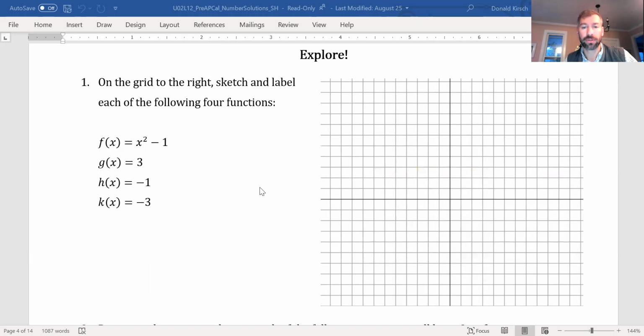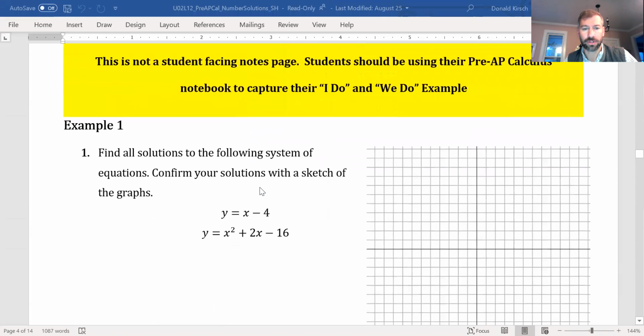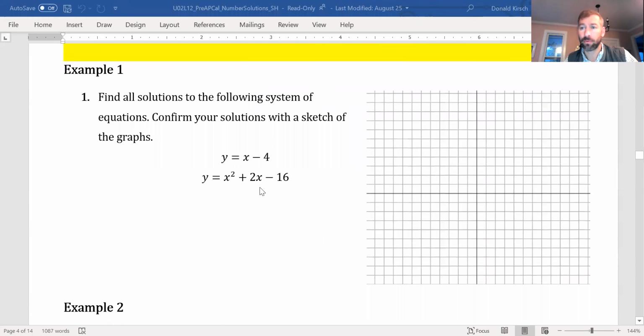Now we're going to go to our notes, and we're going to take some notes on this. The first question in your notes is right here, example 1. We are going to find a solution to all of these, and we're going to confirm the solution with a sketch of our graph. So we're actually not going to start with our graph. We're actually going to start with how we would solve this algebraically. Well, just like the do now today, we can see that these are both y equals. So when that happens, we can set the rest of the expression equal to themselves. They're both equal to y, so therefore they must be equal to each other.